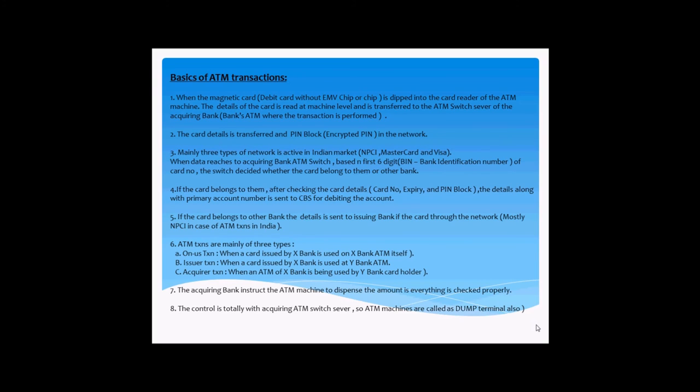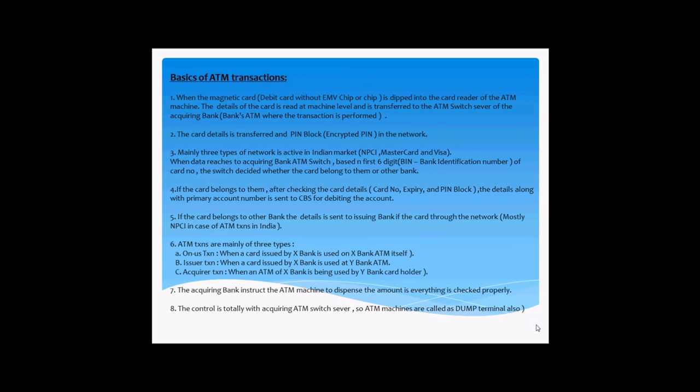Now coming to the ATM transaction. We insert a card, the card data is read, and the PIN block is generated at the EPP level. The card details along with the PIN block will come to the acquiring bank switch, which is the Y bank switch. The first six digits of the card number denote the BIN, which stands for bank identification number. Based on the first six digits, the acquiring bank will know that this card belongs to X bank, so only X bank can authenticate this card.